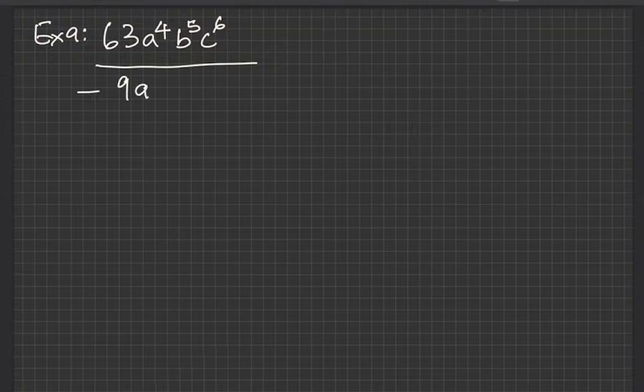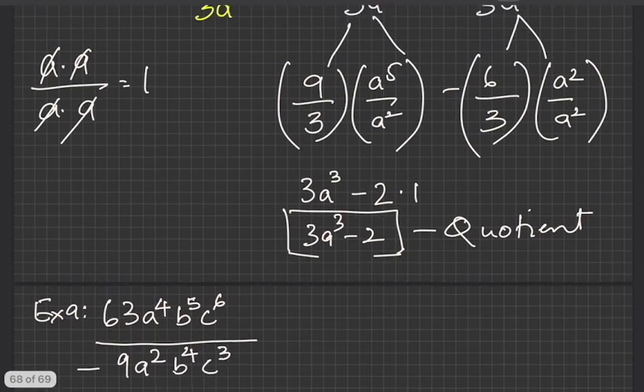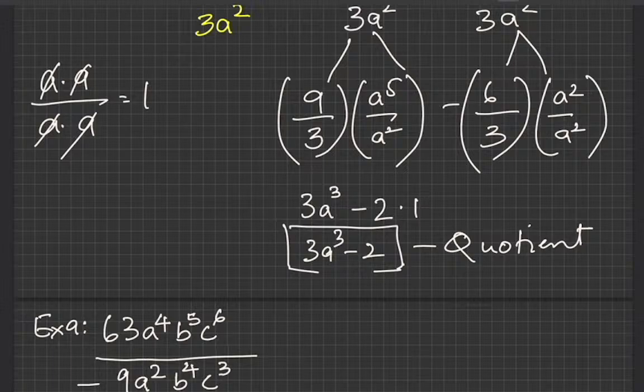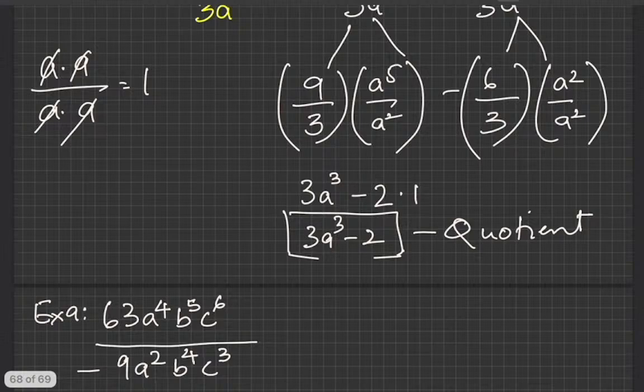63 a to the power 4 b to the power 5 c to the power 6 divided by negative 9 a to the power 2 b to the power 4 c to the power 3. Go back, divide the way I have done. Try it.